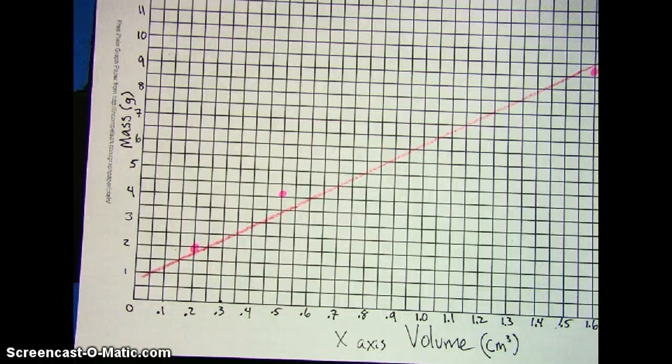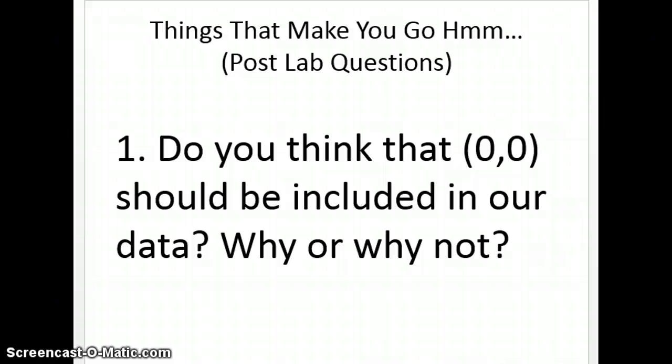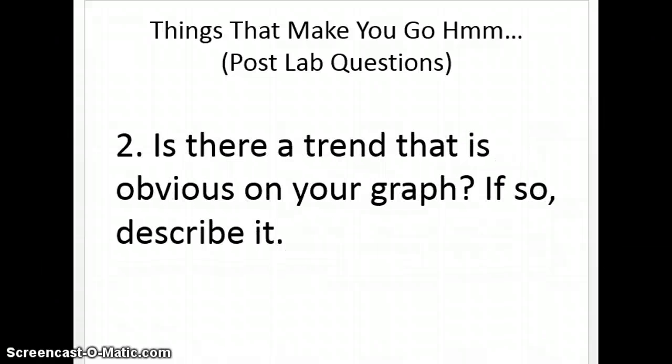The questions that you need to answer that go along with this data and this graph are as follows, and these can be answered on the back of your lab sheet, which is also going to be posted on my website. The first is this: do you think that the point 0, 0, meaning volume of 0, mass of 0, should be included in your data? And please provide a reasoning. Question number 2, is there a trend that you could say is obvious on your graph? And I'd like you to please describe that trend.